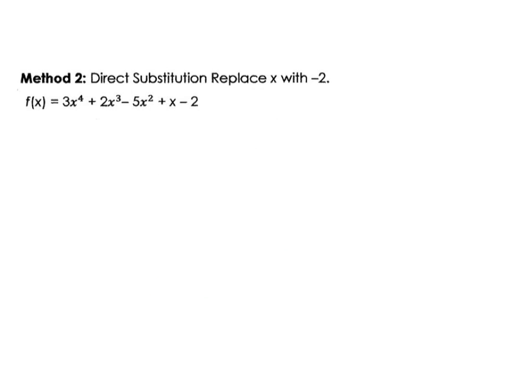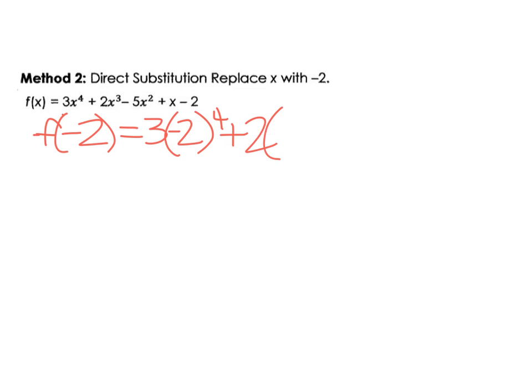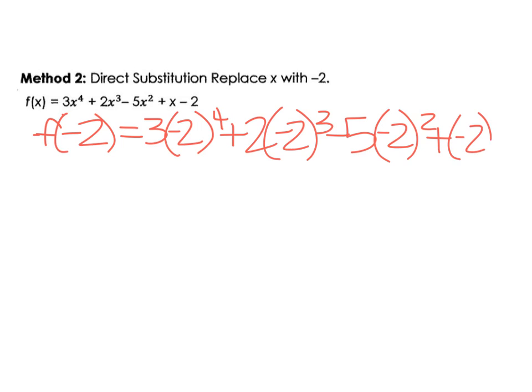All right, so our second method is direct substitution, which is the method we already knew. So anytime you have f of negative 2, all we would do is every time we see an x, we substitute in a negative 2. So 3 times negative 2 to the 4th, plus 2 times negative 2 to the third, minus 5 times negative 2 squared, plus negative 2, minus 2. Now this is just a lot of math, right? That's why synthetic substitution is a lot easier than this, but this will work. You can either use synthetic substitution or direct substitution.